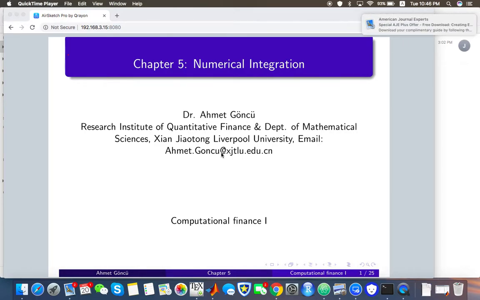Welcome to Chapter 5, Numerical Integration. So in this chapter we will talk about a few numerical methods to approximate integrals.